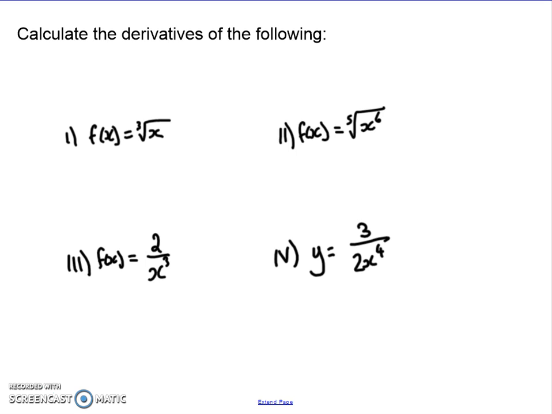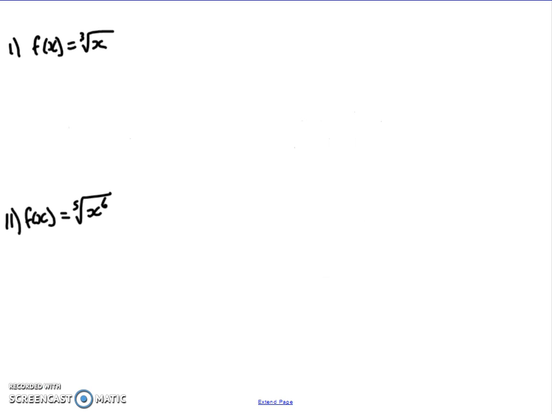So calculating derivatives of the following expressions. The first one was f of x equals cube root of x. Second one was f of x equals fifth root of x to the power 6. Third one was f of x equals 2 over x cubed, and the fourth one was y equals 3 over 2x to the power of 4. Let's have a go at these.